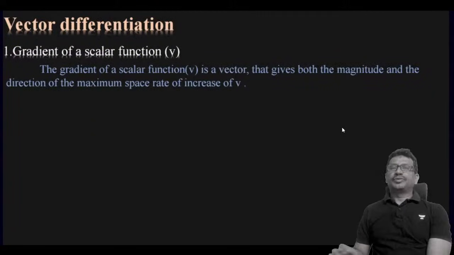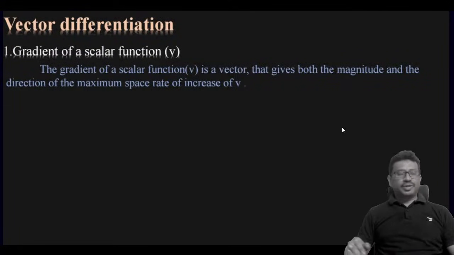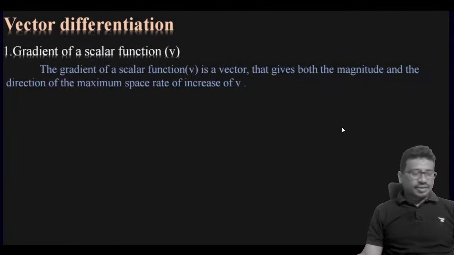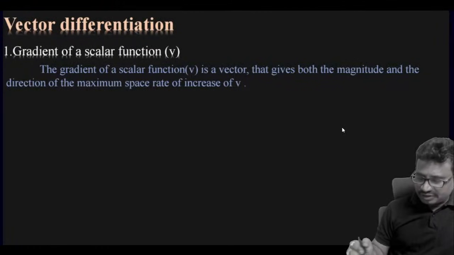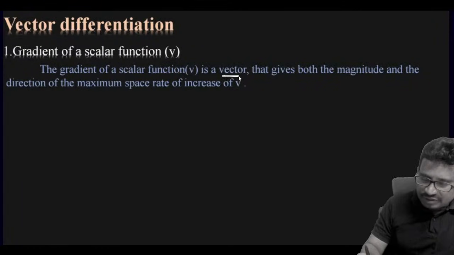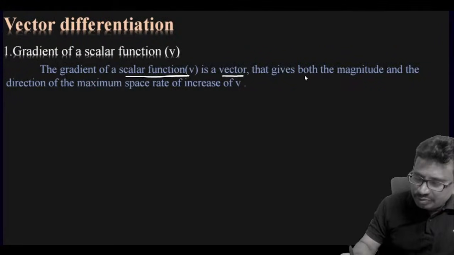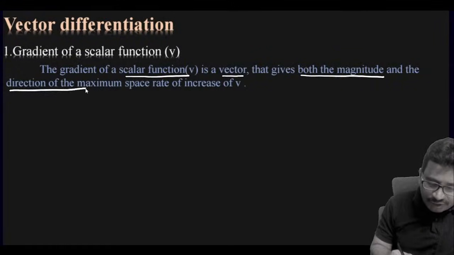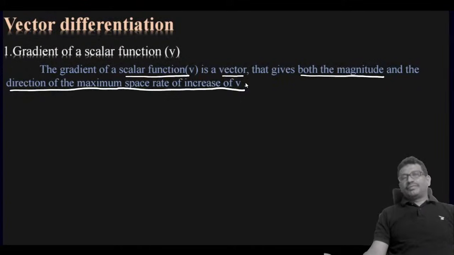Now let's talk about vector differentiation. Previously we have seen vector integration. Now I will talk about differentiation. Vector differentiation. The first one is the gradient. Gradient of a scalar function. The gradient of a scalar function is a vector. Gradient of a scalar is what? It is a vector quantity that gives both magnitude and direction of the maximum space rate of increase of V.